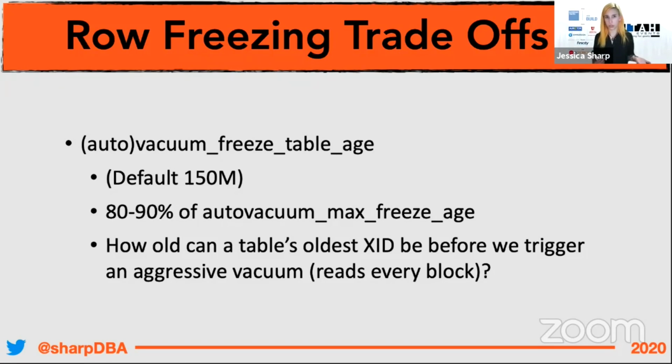Similar concept, it's just specific to a table. This is more relevant if you're auto vacuuming on a list of tables instead of saying, yeah, just auto vacuum everything. Please don't do that, but you can. This threshold, though, is also how old the oldest transaction ID can be before we trigger an aggressive vacuum.